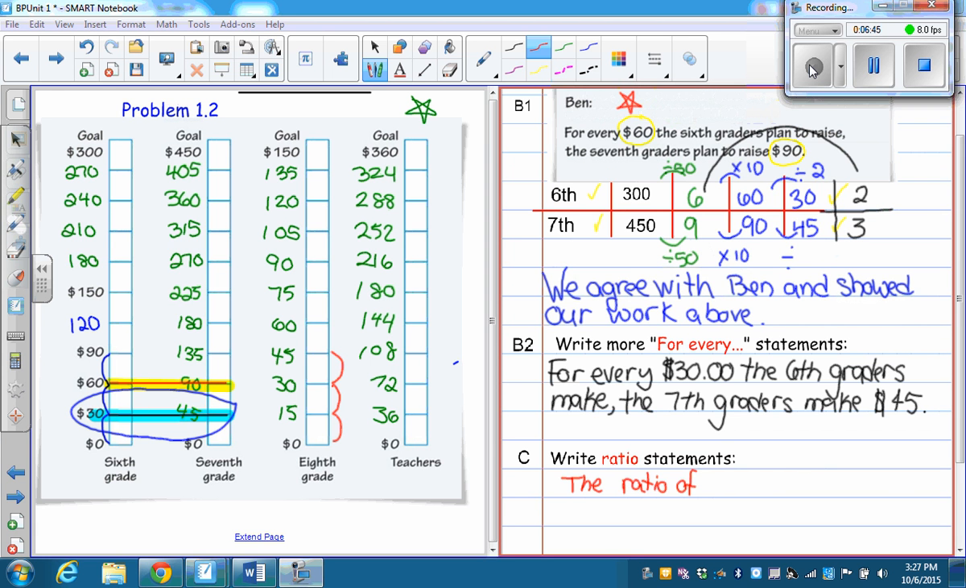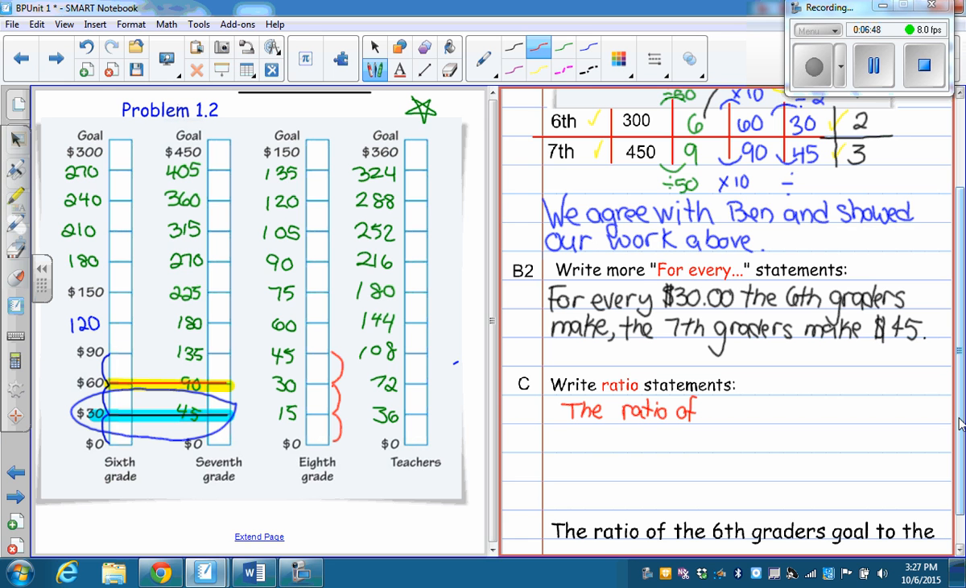Okay, we're writing a ratio statement now. If they ask you to write a ratio statement, you would actually use the word ratio. And like Ideen just said up here, the ratio of the sixth grade goal to what? What was it? Yeah, to who? Sixth grade goal to the seventh grade goal is 2 to 3. So that's just an example of a ratio statement.